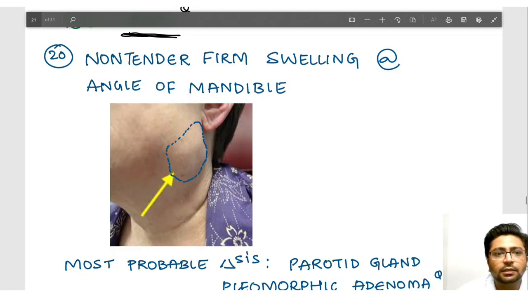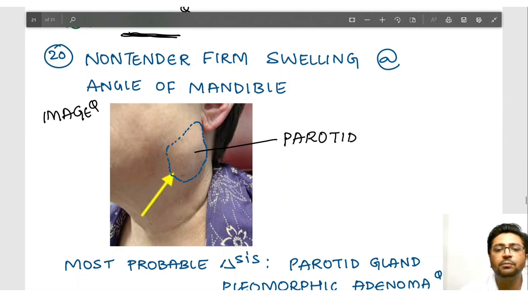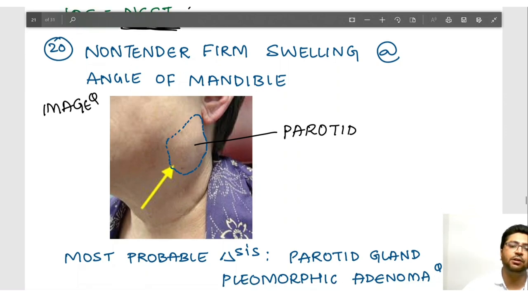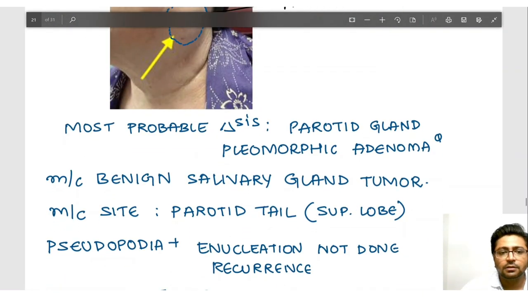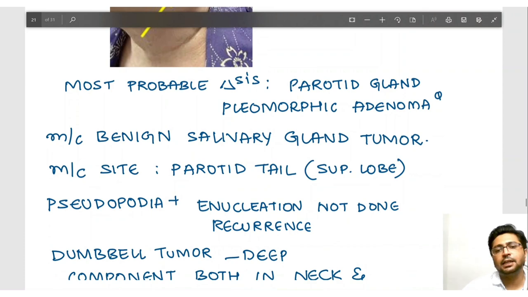Next question is, there is a non-tender firm swelling at the angle of the mandible. Image shown is this. So what is the most probable diagnosis? Because it's in the parotid region, it is most likely to be a parotid gland swelling. And most common parotid gland swelling is pleomorphic adenoma. So the answer is pleomorphic adenoma. It's the most common benign salivary gland tumor.